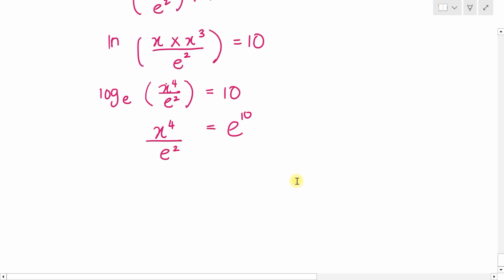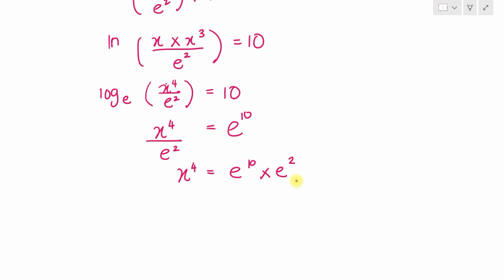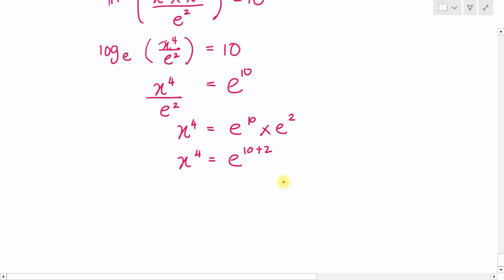Okay, so X power 4 should be equal to E power 10 multiply E power 2. So X power 4 equal to E power 10 plus 2. Same base, so X power 4 equal to E power 12.